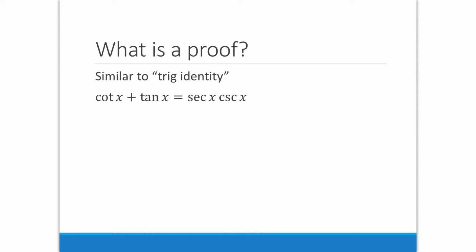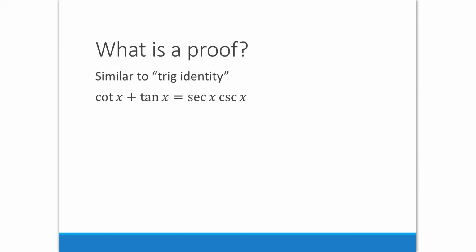Well, the closest thing you've seen to a proof in pre-calculus is a trig identity. If someone gives you, for example, cotan x plus tan x equals secant x cosecant x, this is an identity that apparently is true, and you can prove it. What you're asked to do in a trig identity is to show that these two sides are equal to each other, which is a type of proof.